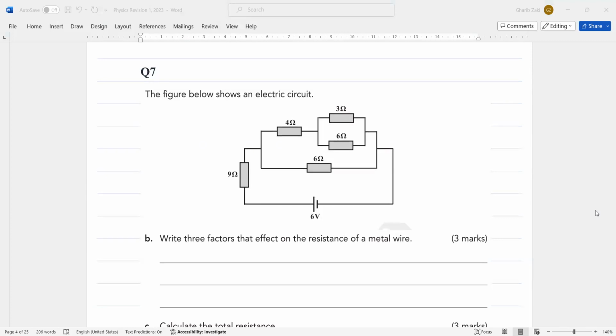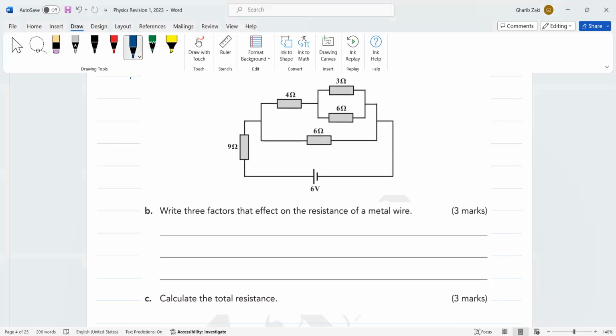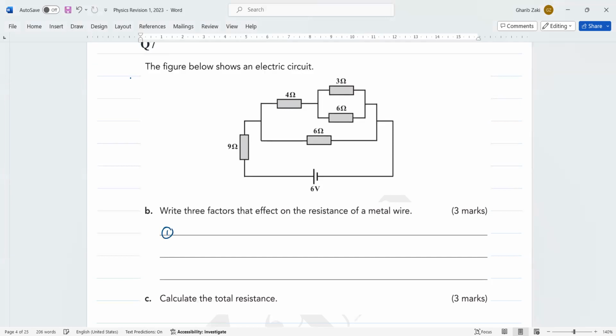Write 3 factors that affect the resistance of metal wire. Of course, there are 4 factors. Only 3 are enough, but I will write the 4 factors for you. Try to remember the 4 factors with me. Number 1, the length of the wire.